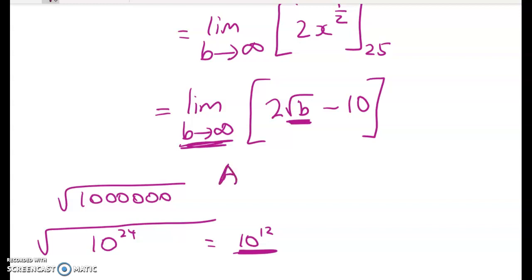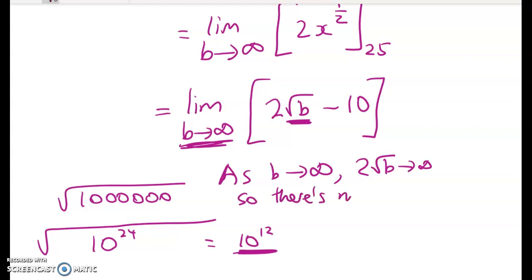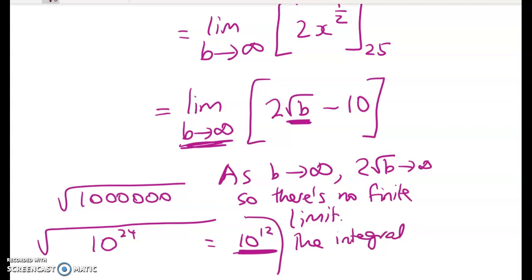So we're going to write that down in some words. So as b goes to infinity, 2 root b also goes to infinity. So there's no finite limit. The integral doesn't exist. It's a very messy, long way to say all of that. The integral does not exist.